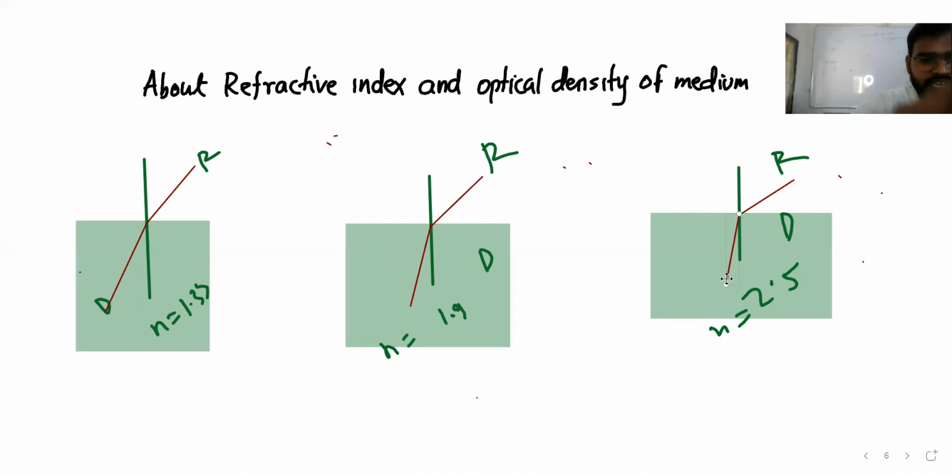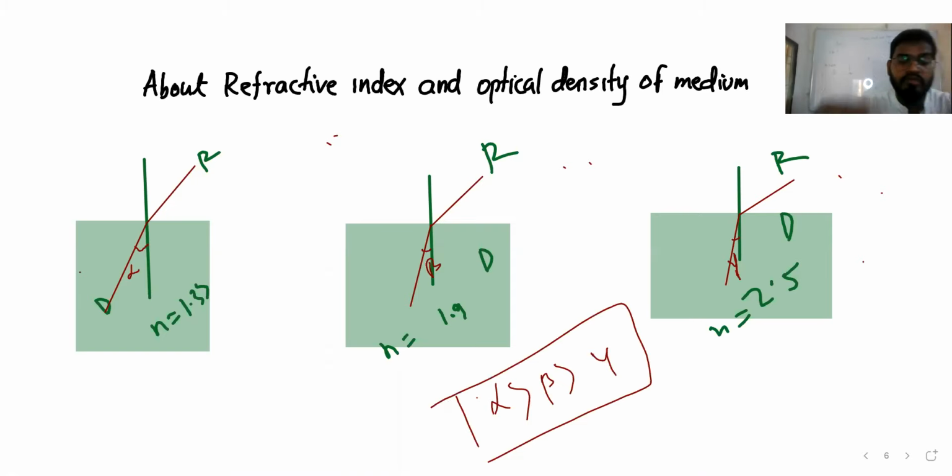Okay, now if you see the difference here, let's take this angle as alpha, this as beta, this as gamma. Then we can say obviously alpha is greater than beta is greater than gamma. We can say one more thing from here: if the optical density increases, refraction also takes place more. It means the bending of light towards the normal will be more. Logical also, right? So that is the degree of bending. So the degree of bending is equal to the refractive index of the medium.